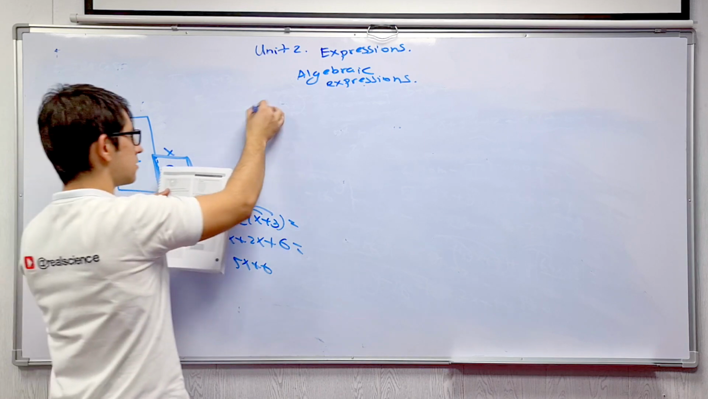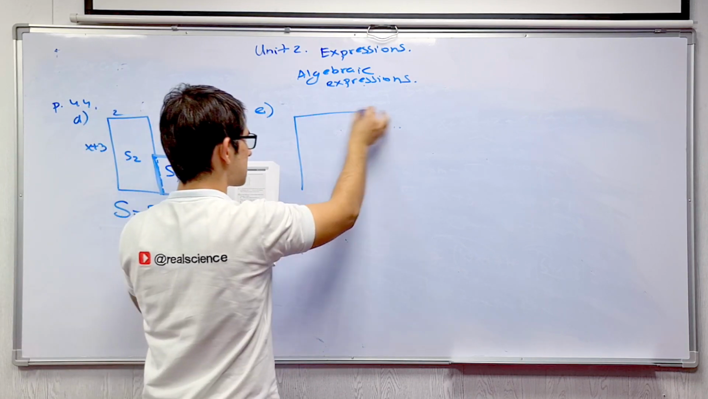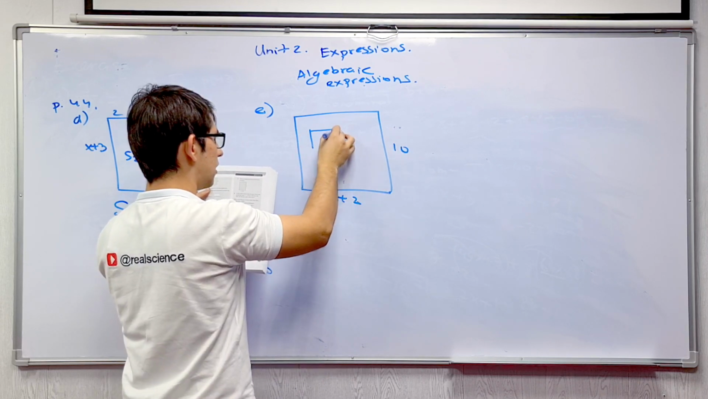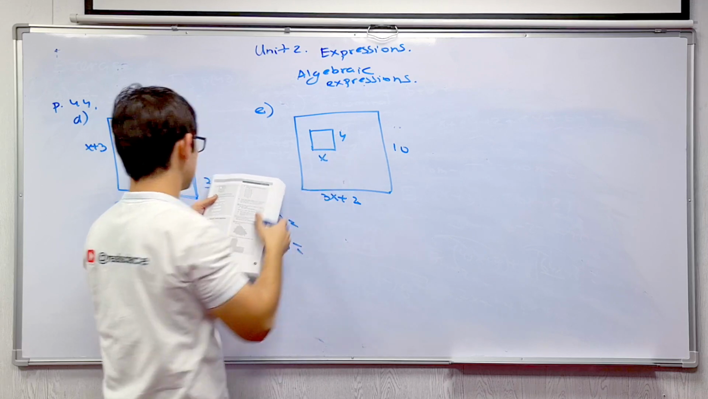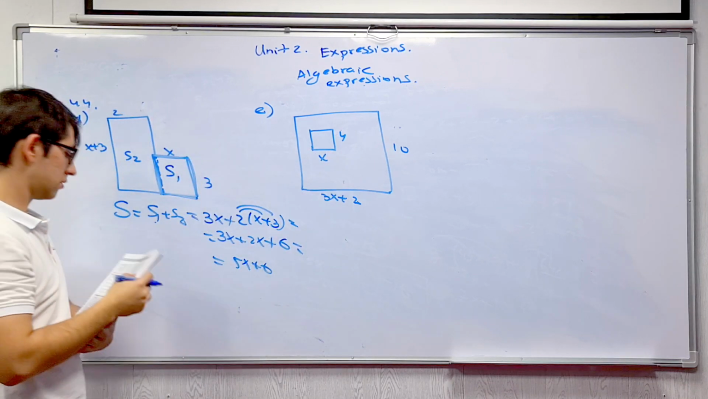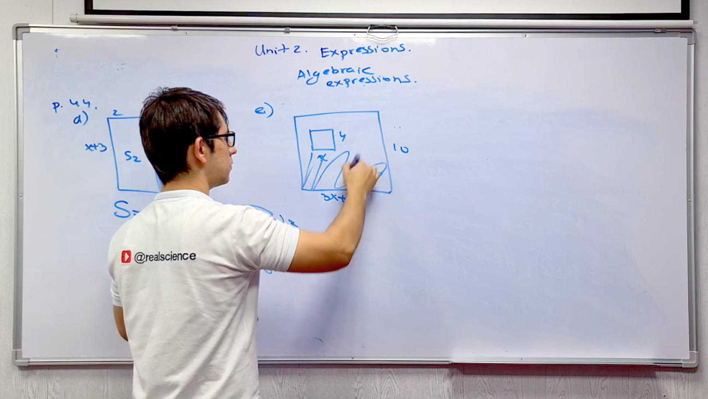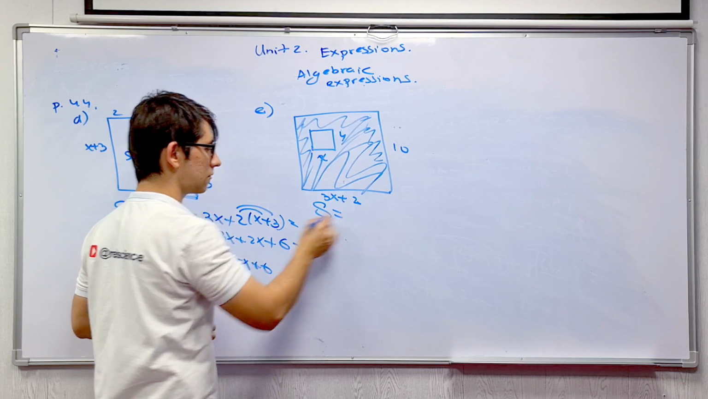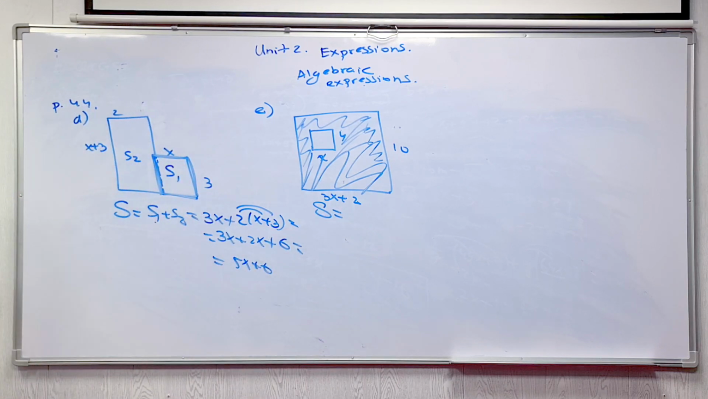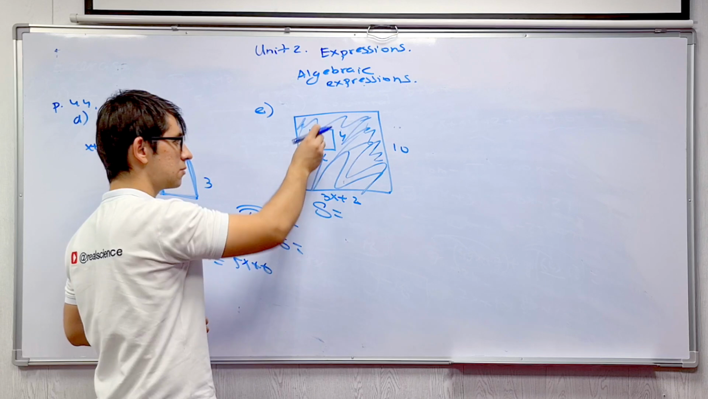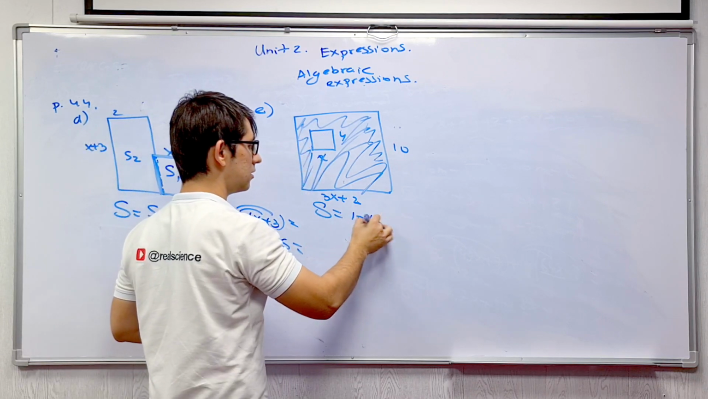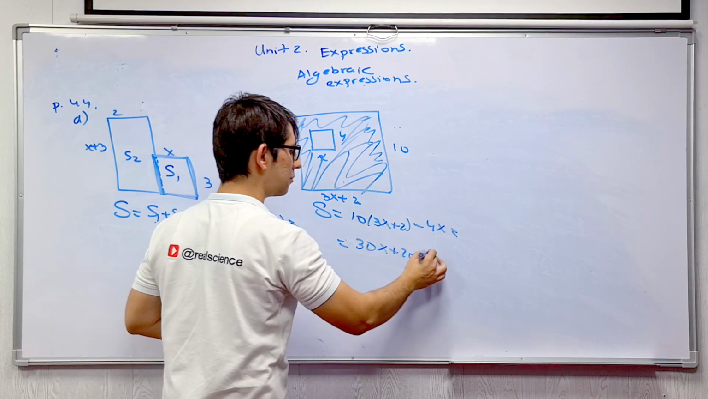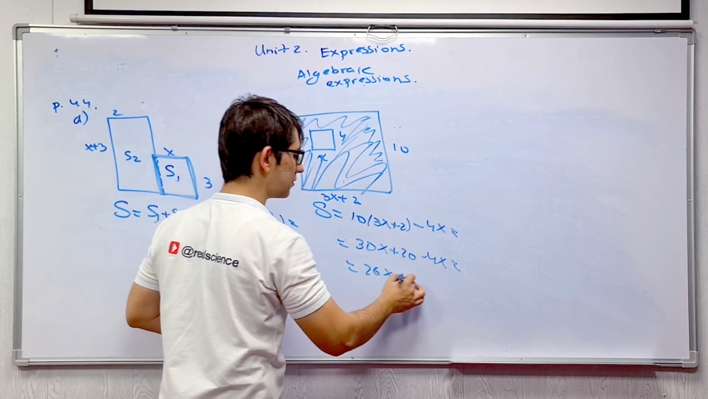So interesting shape. 10, 3x plus 2, and you have a base here, 4x. We must subtract. Subtract what? First of all, you have to find the area of the shaded region, right? So, the area of the big shape and the small one, and you subtract, right? 10 times 3x plus 2 minus 4x, and it's going to be 30x plus 20 minus 4x, or 26x plus 20, right?